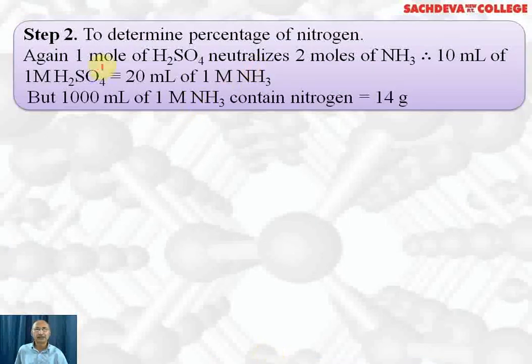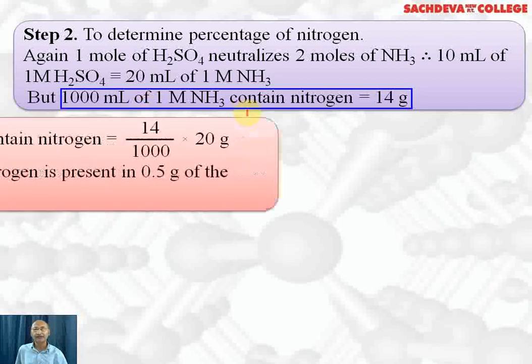To determine the percentage of nitrogen, 1 mole of sulfuric acid neutralizes 2 moles of ammonia. So 10 ml of sulfuric acid will neutralize 20 ml of 1 molar ammonia. 1000 ml of 1 molar ammonia contains 14 grams of nitrogen.